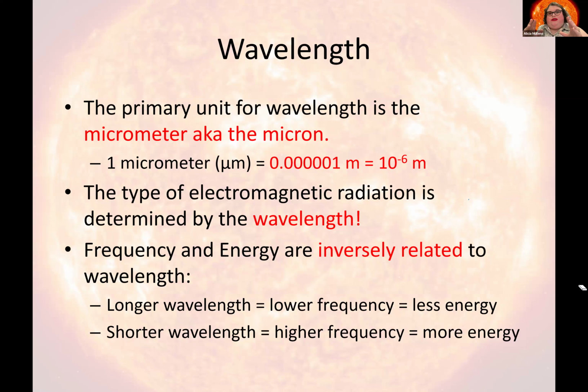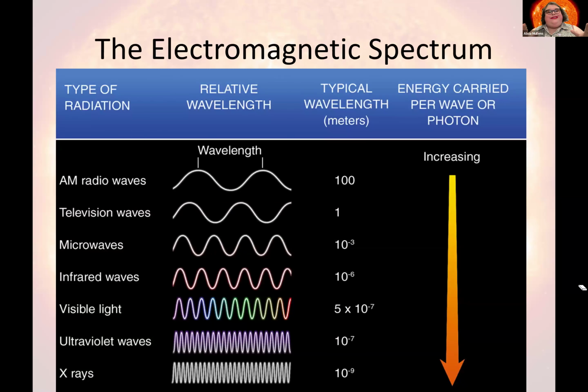If we get even shorter, we get into what's called infrared. Even shorter than that is visible light. Even shorter than that is ultraviolet. This introduces you to what's called the electromagnetic spectrum. It is the gamut of the different types of radiation there are.